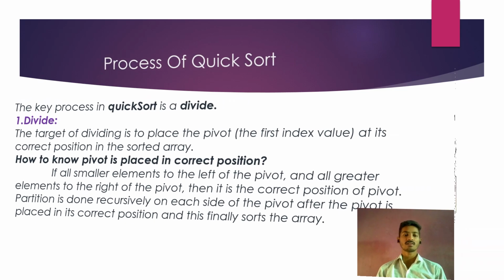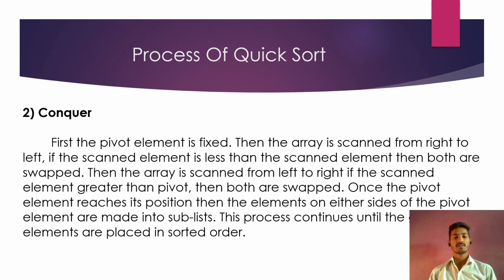The next step is conquer. First, the pivot element is fixed, that is the first index value. Then the array is scanned from right to left. If the scanned element is less than the pivot element, then both are swapped. Then, in the next iteration, the array is scanned from left to right. If the scanned element is greater than the pivot element, then both are swapped. Once the pivot element reaches its position, the elements on either side of the pivot element are made into subgroups. If there are no elements on any side of the pivot element, then leave it. Consider only the side of the pivot that has elements. This process continues until the individual lists are also placed in sorted order.